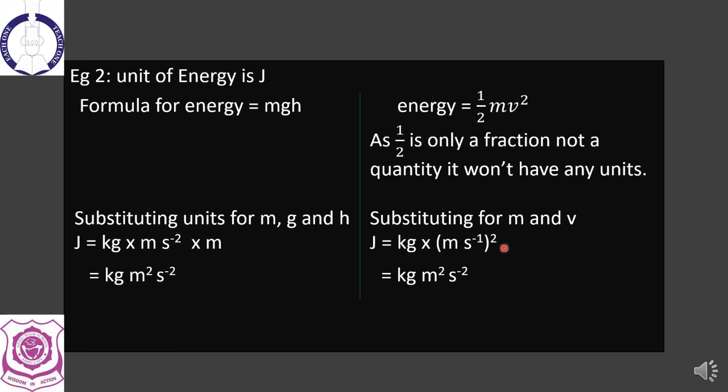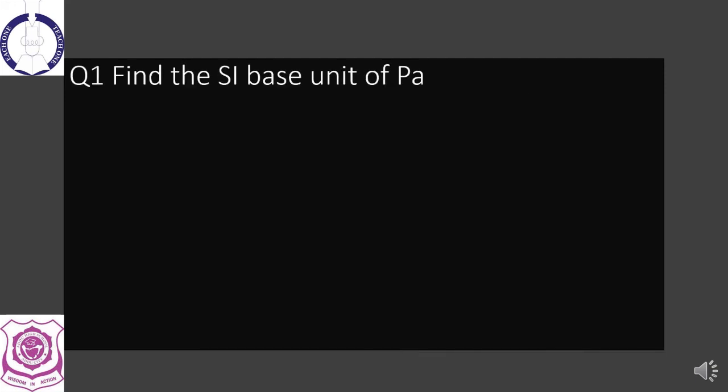So when I expand the brackets, I get kilogram m square s to the power minus 2. So here you can see that it doesn't matter which path or which formula you follow. At the end, if it is the same physical quantity, if you write the units in its base unit, they must give the same answer. Now we have some questions where you have to find the base unit of the derived units.